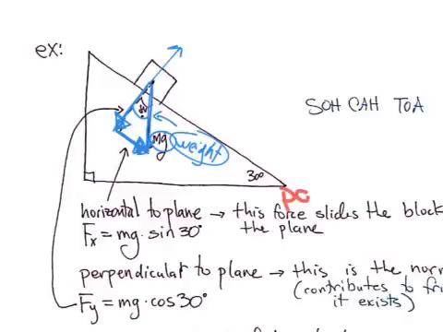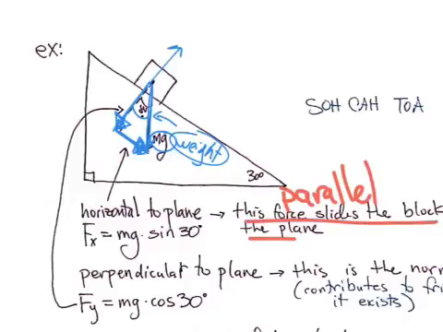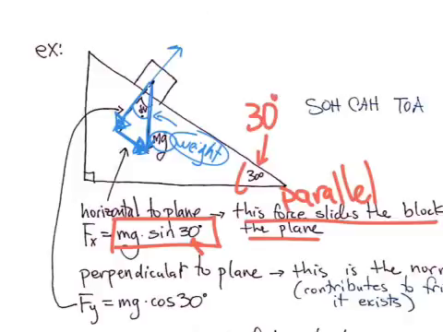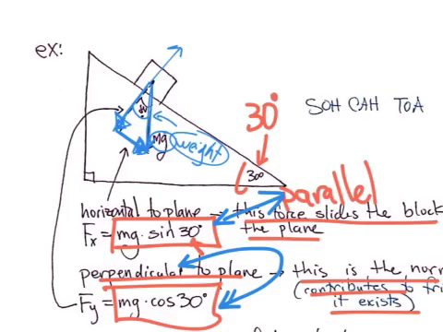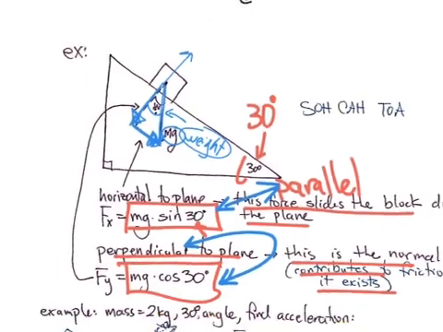Parallel to the plane, this is the force that slides the block down the plane, and it's going to be mg sine theta, where theta is the angle here. That's 30 degrees, not 300. Sorry. And then, perpendicular to the plane, this is always the normal force, which contributes to friction if it exists. And that is always going to be mg cosine theta. So if the SOHCAHTOA stuff is freaking you out, just memorize that. Just memorize it, because it's always the case.